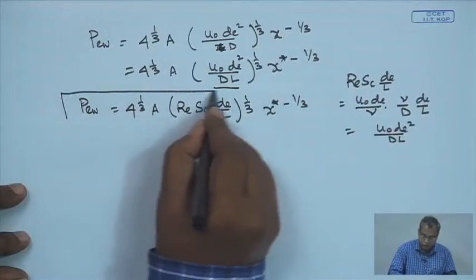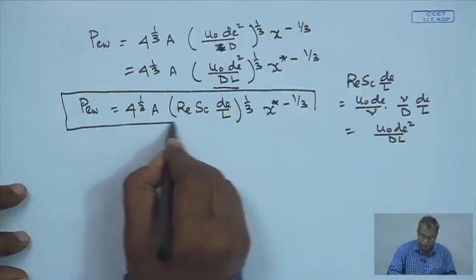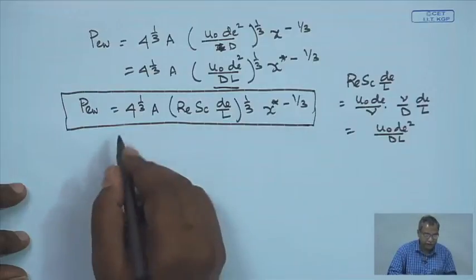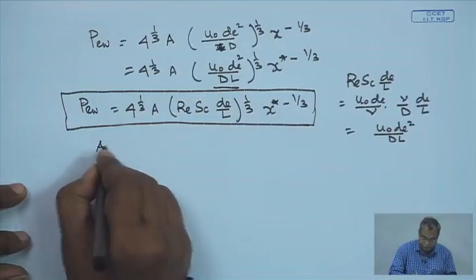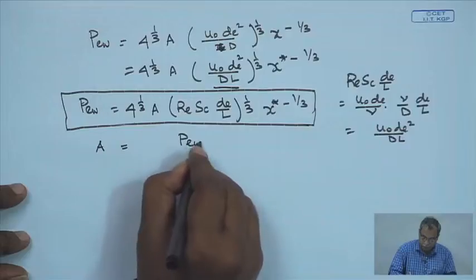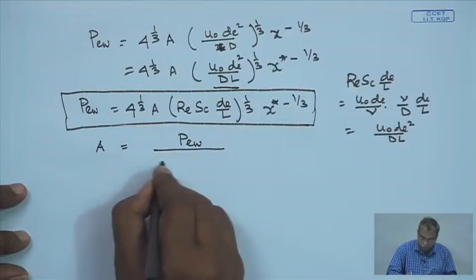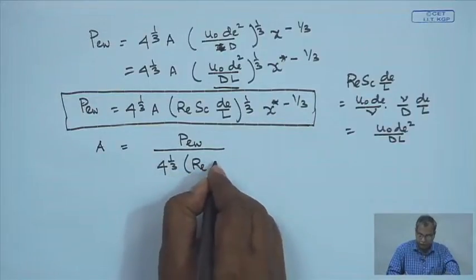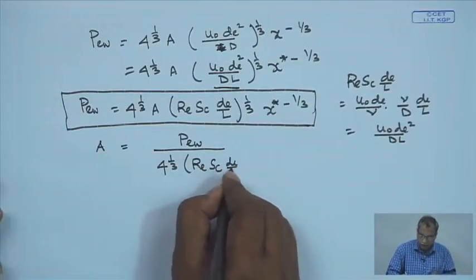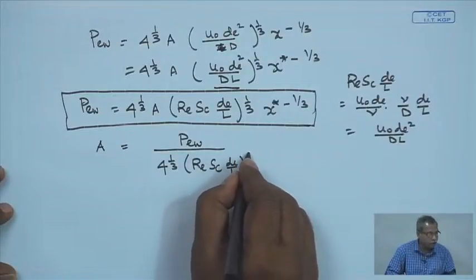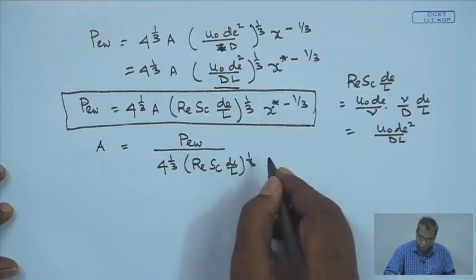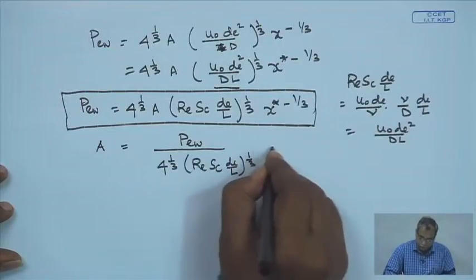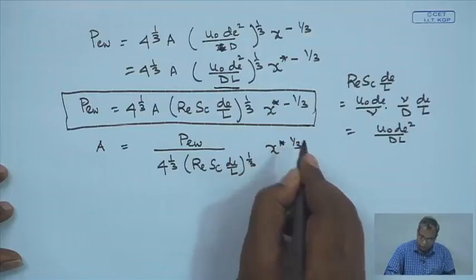So, this will be the relationship of how permeate flux is varying as a function of A and as a function of x, and one can get an expression of A now as Pw divided by 4 to the power 1 upon 3 Reynolds Schmidt d by L to the power 1 upon 3, times x star to the power 1 upon 3.